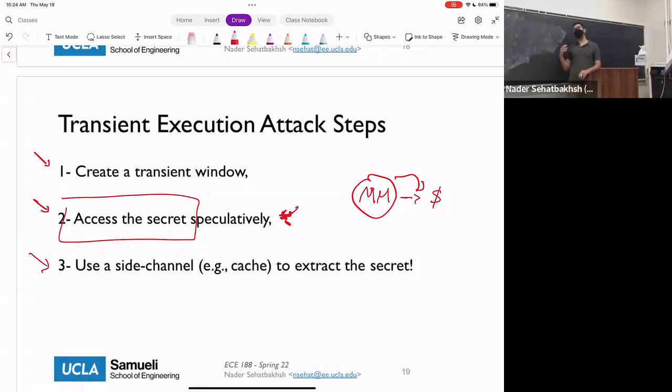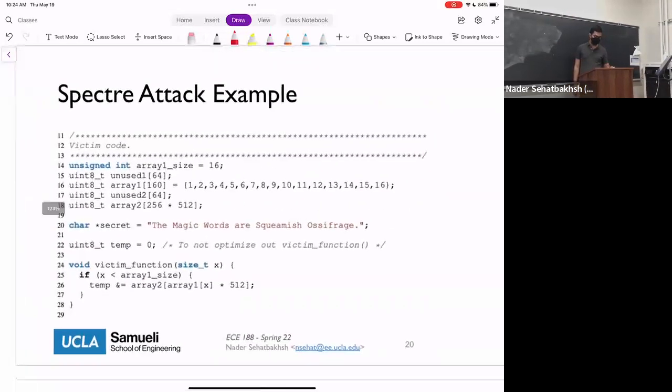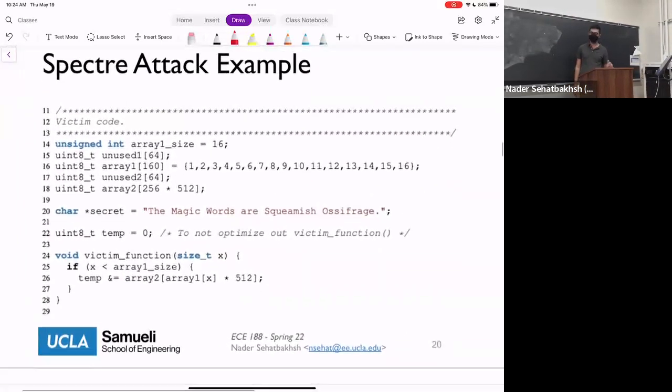And that will be done, for example, using the cache side-channel attacks that we already discussed. So this step 3 is basically going back to the victim and attacker scenario that we discussed extensively in the past few lectures. Okay, so let me actually give you a real example. Let's say this is the victim code.